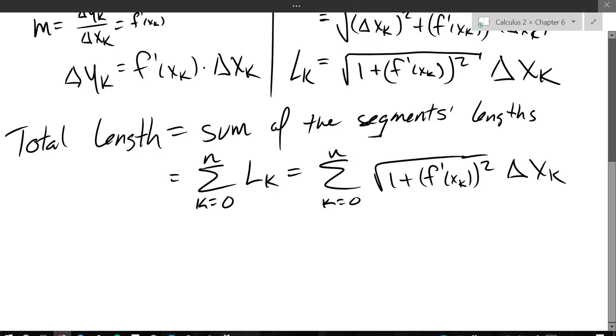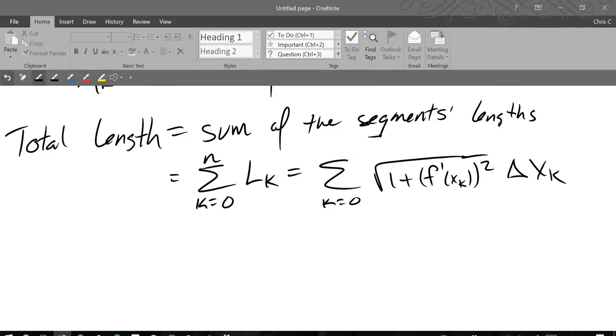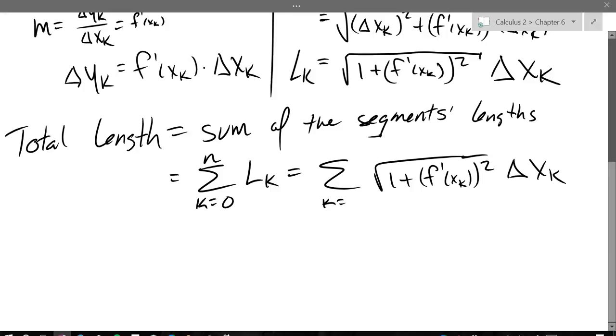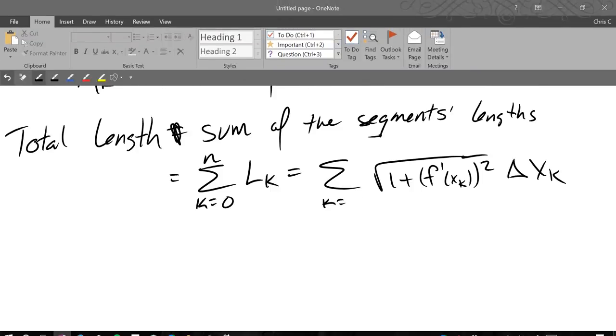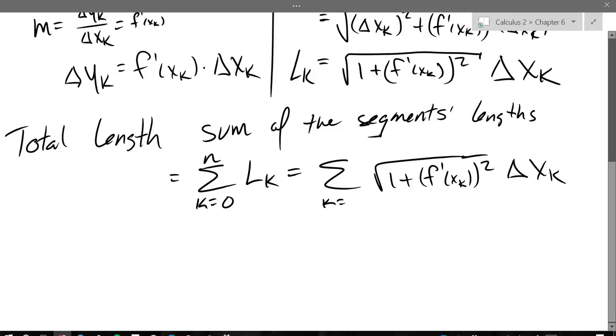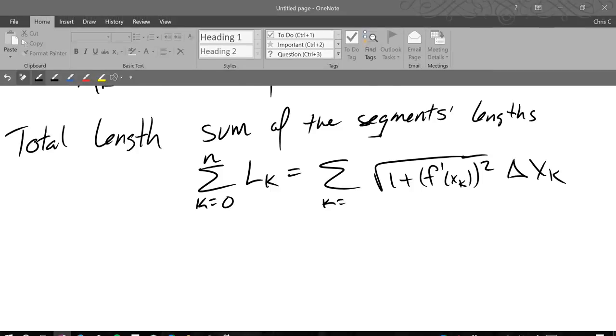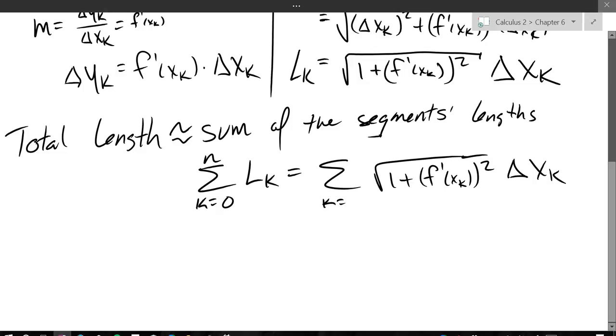This is an approximation, so be careful about writing that it's approximately equal, not actually equal. So this is approximately the sum of the k line segments. How do we make this equal? We get more and more accurate the bigger and bigger n is. So all I have to do is break it into infinitely many, infinitely small pieces. Calculus is easy to do: take a limit.